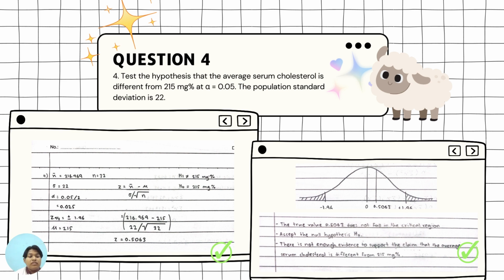So let's test the hypothesis using the formula, which is z equal to x bar minus mu over standard deviation over square root of n. When we put the formula, we get the z value is 0.5063. And when we draw the diagram, we will look at that the 0.5063 does not fall in the critical region, which is plus minus 1.96. So we need to accept the null hypothesis. So as there is not enough evidence to support the claim that the average serum cholesterol is different from 215 milligram. So let's go on to question number 5.